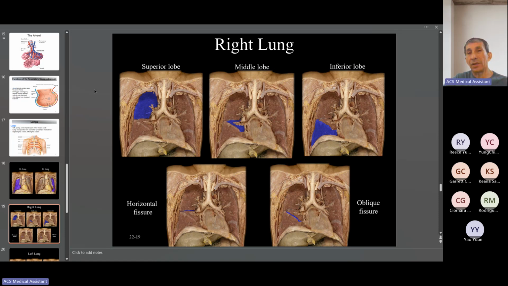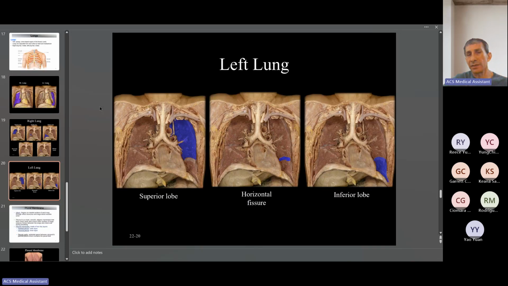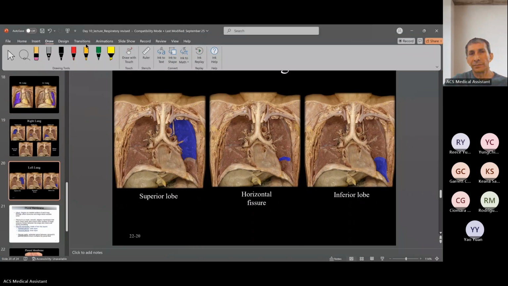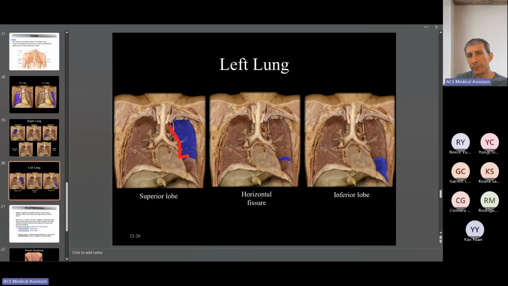Any questions about the right lung? Because now we're going to move to the left lung, which is very similar, but it's located on the left side with one difference. It doesn't have 3 lobes, it has 2. It doesn't have 2 fissures, it has 1. Here it is, the left lung. So we have the left lung right here.